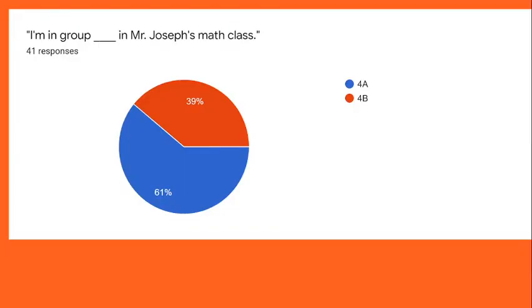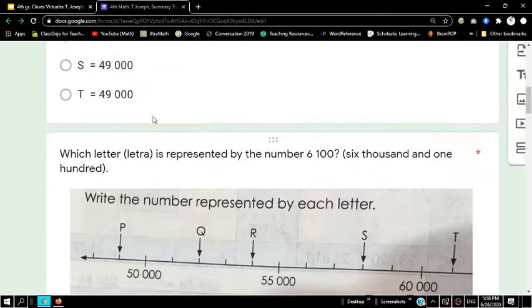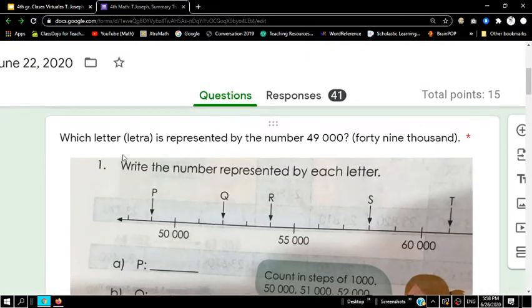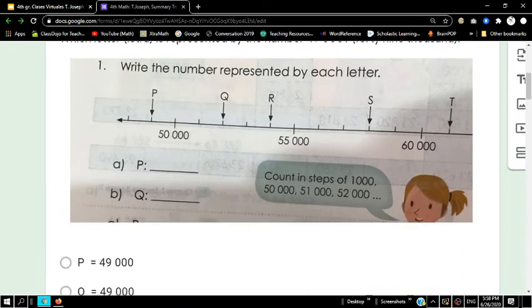The data is represented by 61% of 4th grade A students and 39% of 4th grade B students from those that responded. The first question says, for example, which letter is represented by the number 49,000? Let's take a look at this question. If we look at the question, we can see that 49,000 is actually represented by the letter P.